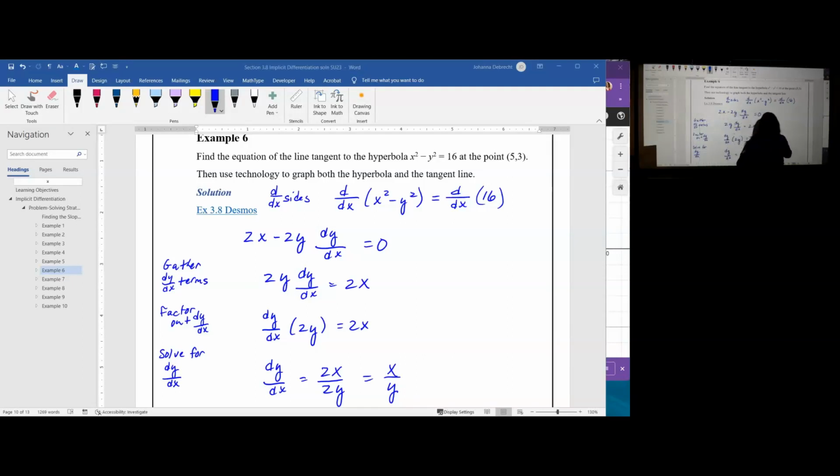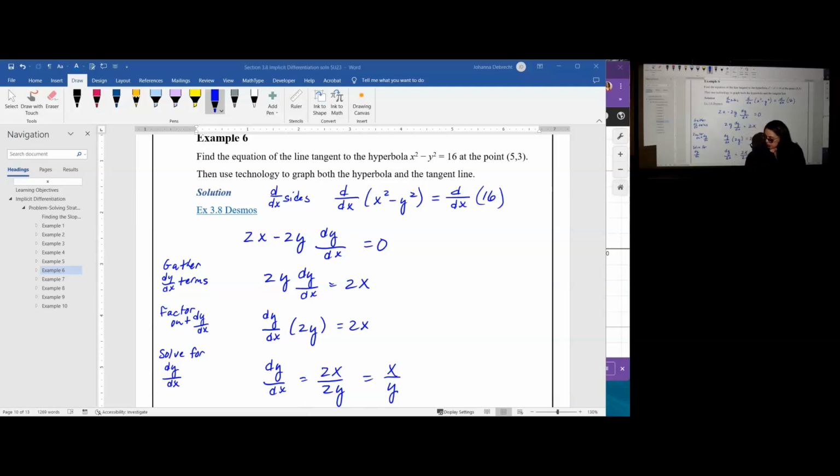Again, you're first going to take the derivative of both sides. This leads to 2x minus 2y dy/dx equals 0. Then we isolate the dy/dx term on the left and move the 2x to the right. Factor the dy/dx out and divide by 2y. Notice the 2 is a common factor, and without addition or subtraction in the numerator or denominator, I'm allowed to cancel it, so I get the formula x divided by y.